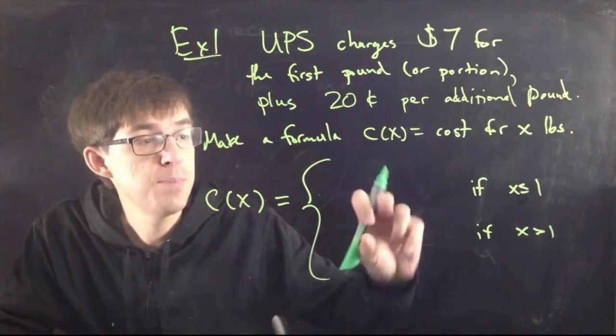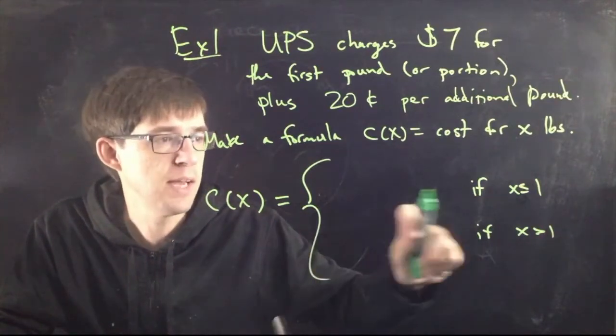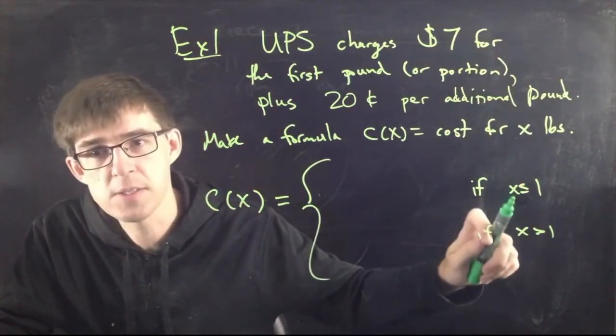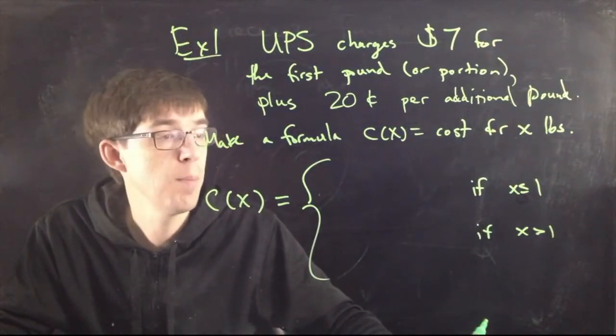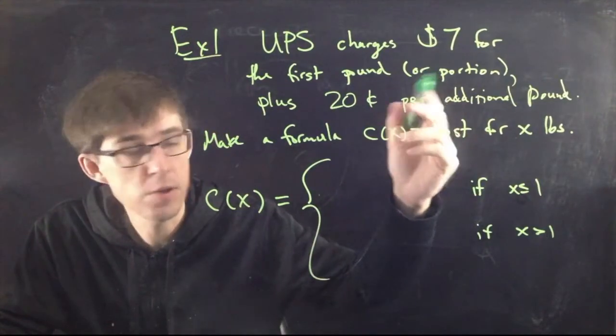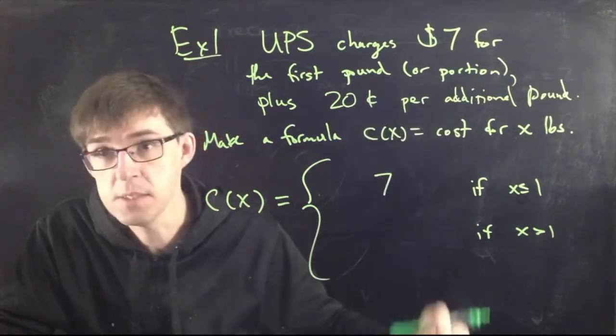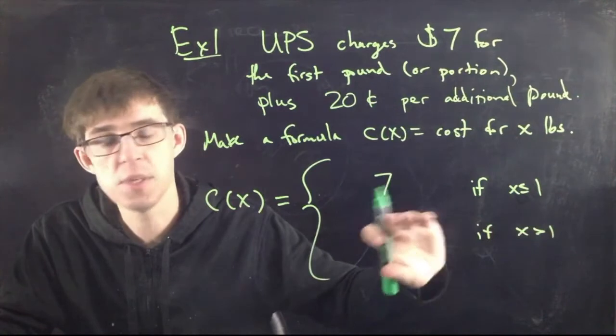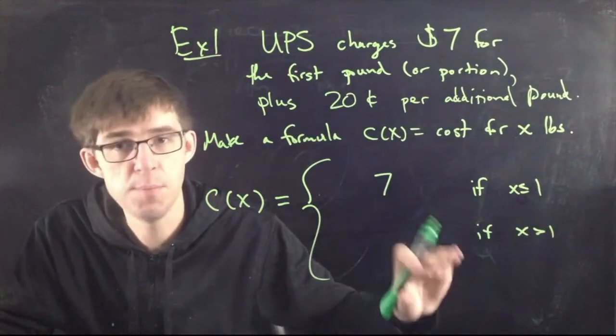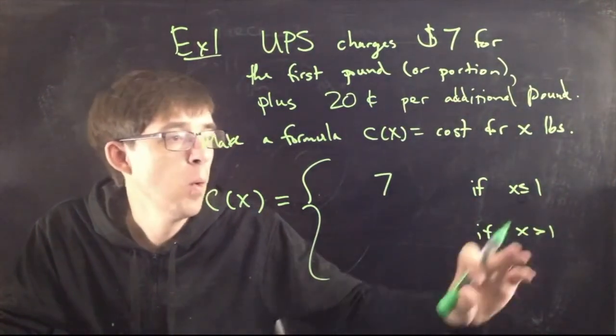I think the first piece is easy enough. What is the cost, actually? What is the cost if x is less than or equal to 1 pound? It says so. The cost is 7. So that's easy enough, right? It doesn't even depend on what the x is exactly. It's just if it's less than or equal to a pound, you pay 7. That's it. What about the other one?